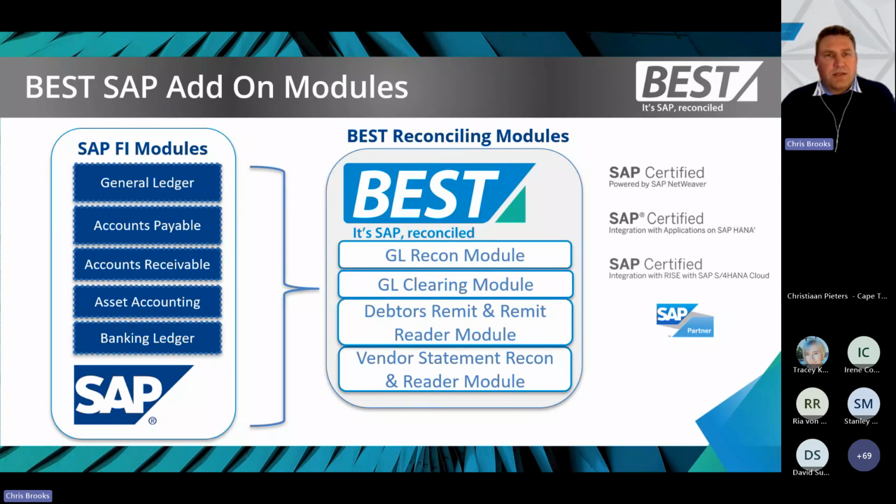Lastly, just looking at the two modules, these are more subledger relevant. We have the debtors remit and reader module. This is looking primarily at allocating customer payments to your customer account. So the scenario would be you get a lump sum payment and a 10, 15-page remittance advice, and now you have to use that to go and allocate this to your detailed customer account line items. And that can be quite time consuming.